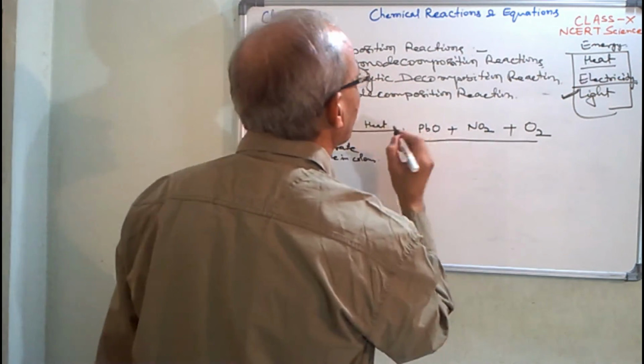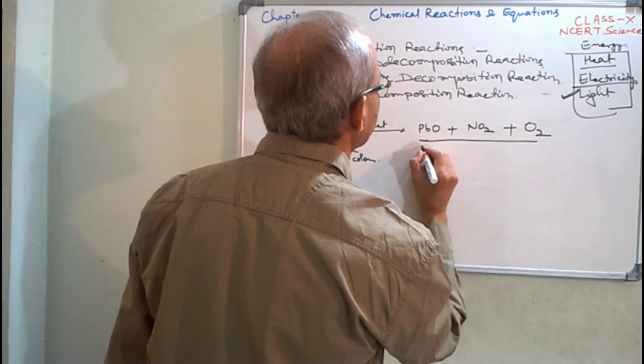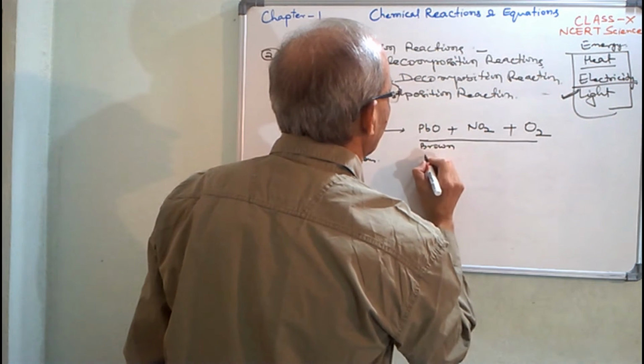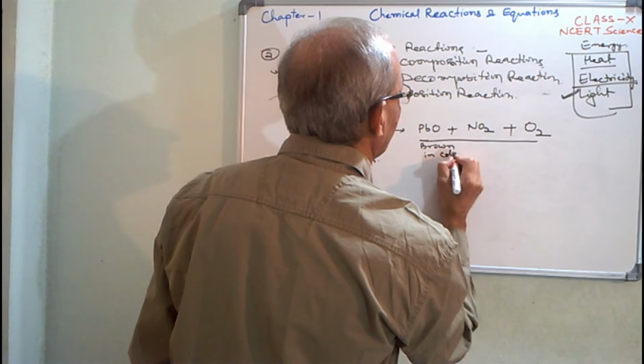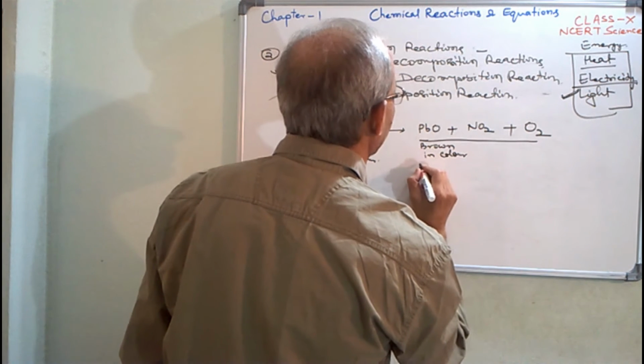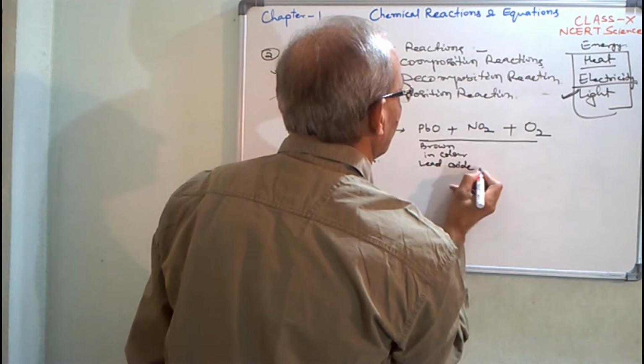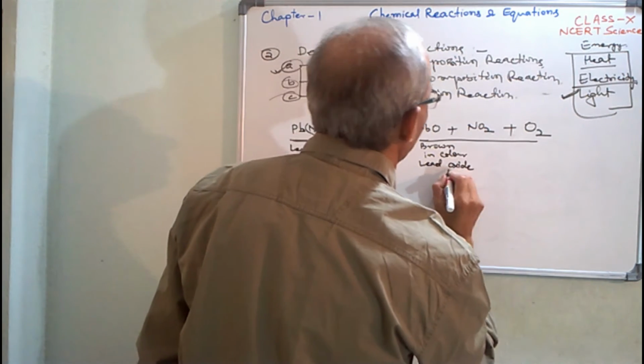First is lead oxide, which is brown in color. Brown in color, it is lead oxide.